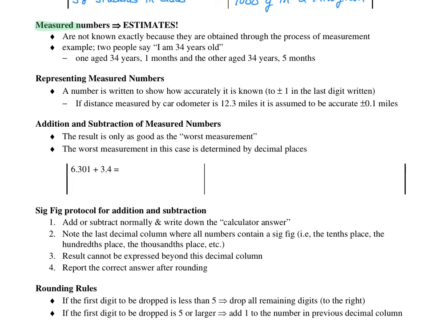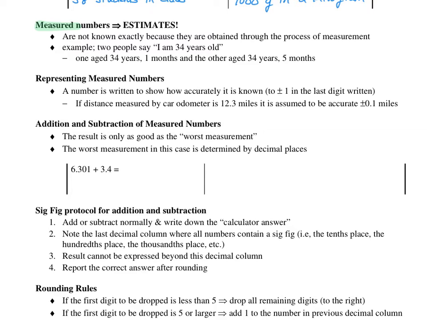When we write or represent measured numbers, it's understood that this value is uncertain. In general, we say it's plus or minus 1. Sometimes they consider plus or minus 2 in the last digit that's written. For example, if your odometer changes by a value of 12.3 miles, you have some confidence that it's accurate to within plus or minus 0.1 miles.